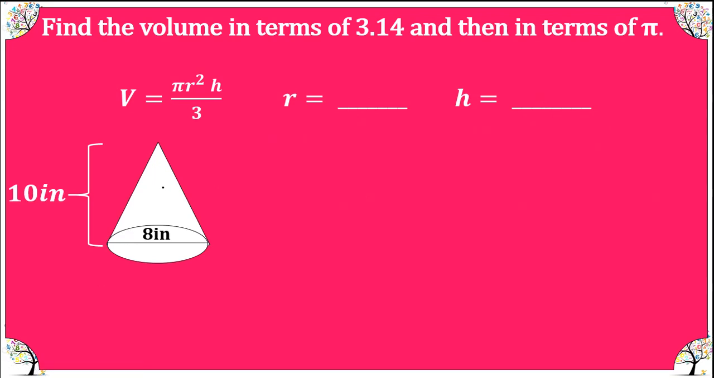Okay, let's try one more. This time they give us the diameter, so our radius is going to be 4 because the radius is half of the diameter. Our height is 10. So in terms of 3.14, 3.14 times 16 times 10 divided by 3 gives us 167.46. So we'll just round it to 5, and that is inches cubed.